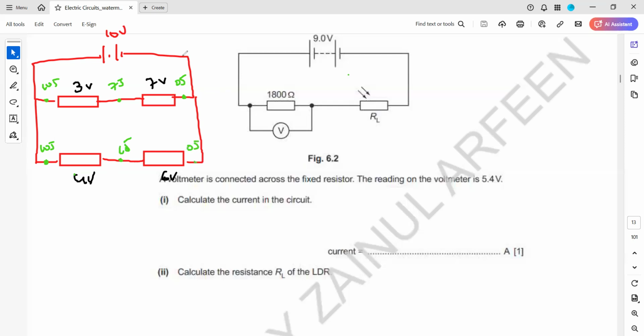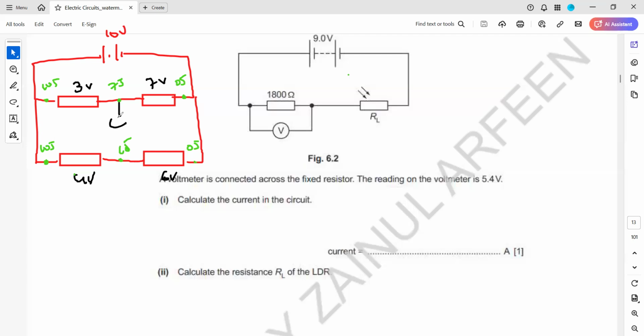So if I connect a voltmeter here between these 2 points, because a voltmeter records the difference in the energy of the 2 points. So if I connect a voltmeter here, what will be the reading on the voltmeter? It will be 0, because there is no potential difference. If I connect a voltmeter here, what will it read? Because here is 6 and here is 10. So the voltmeter reads 4.